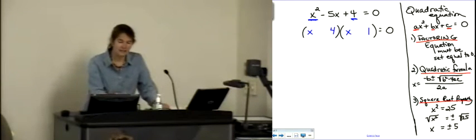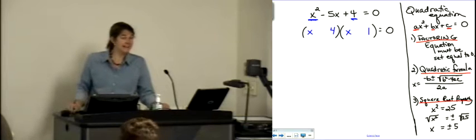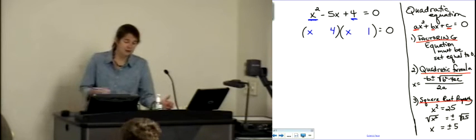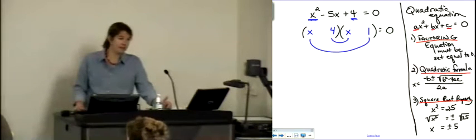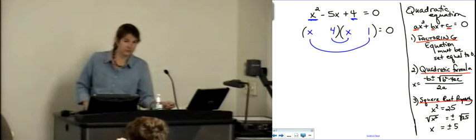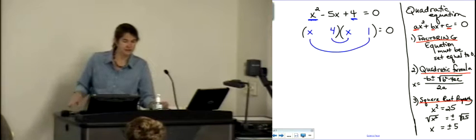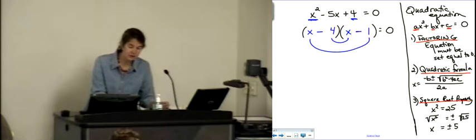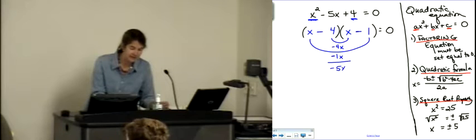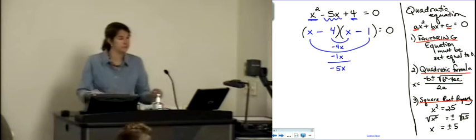That's what we're doing. So we've got our 4 on the end. Now it has to be a positive 4 when I multiply, but when I do my outer and inner product there, I have to get that negative 5x for the middle. So what are my signs going to be? They both have to be negative, so that when I do my outer product here, I get negative 1x. My inner gives me negative 4x. When I combine those, that's how I get that negative 5x up there in the middle.